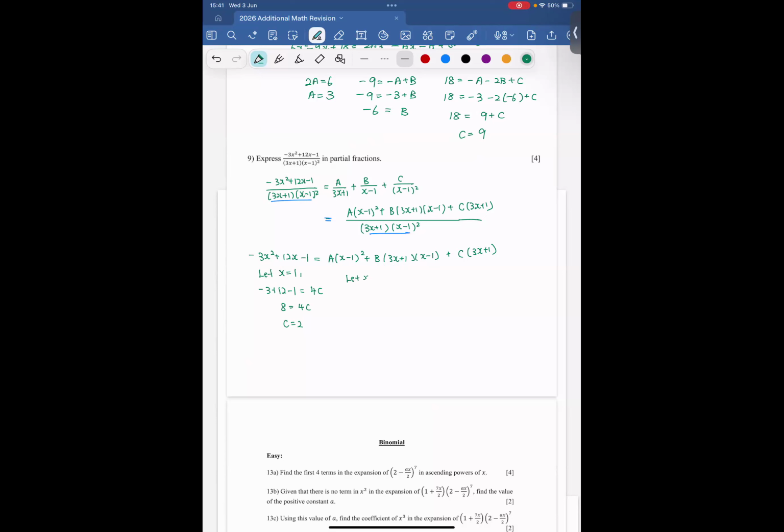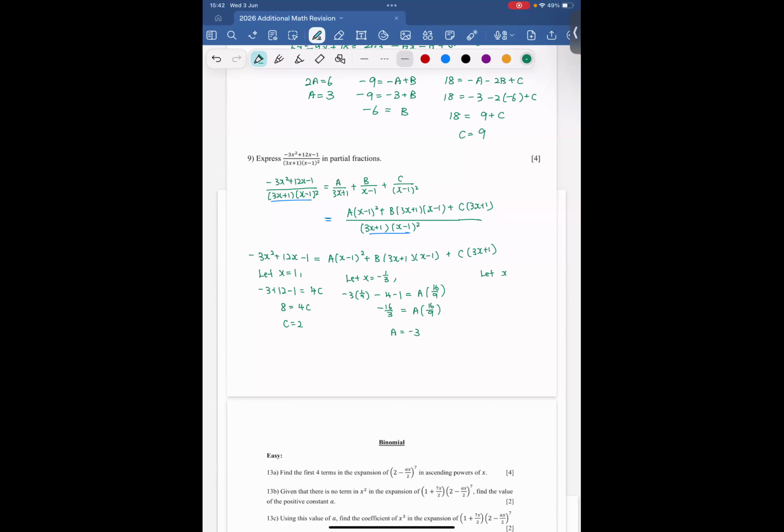Then let x be negative 1/3. This will be negative 3 times 1 over 9 minus 4 minus 1 equals, so the b and c will disappear when you let x be negative 1/3. This will be a times 16 over 9. So this is negative 1/3 minus 5 and 1/3, which is negative 16 over 3. So you take negative 16 over 3 divided by 16 over 9, and a equals negative 3.